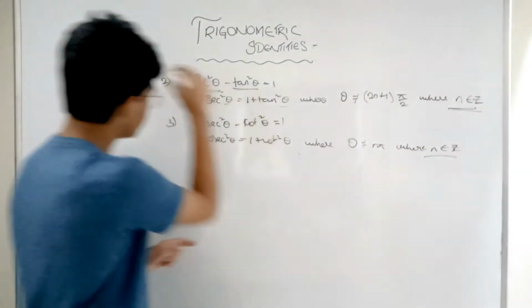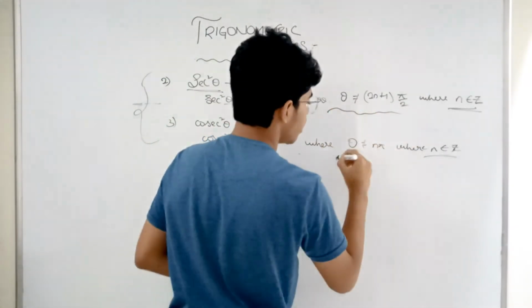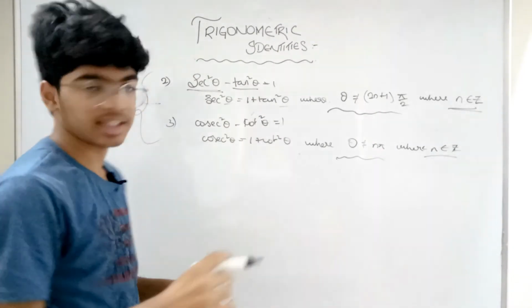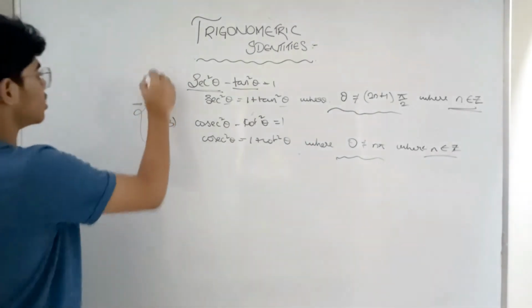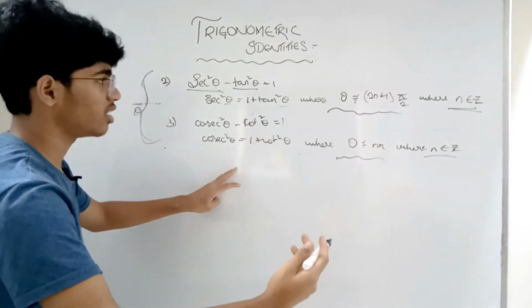So these are the remaining two rules, which are pretty easy, but there are a few limitations for theta. Whereas in the case of sine square theta plus cos square theta equals 1, there are no limitations. Theta can be anything. So it's done. These are the two other important trigonometric identities.